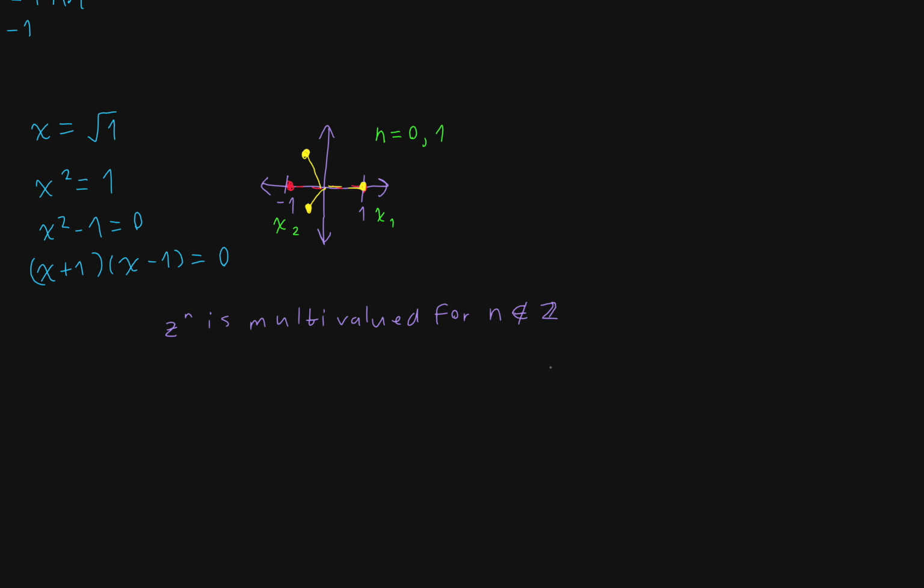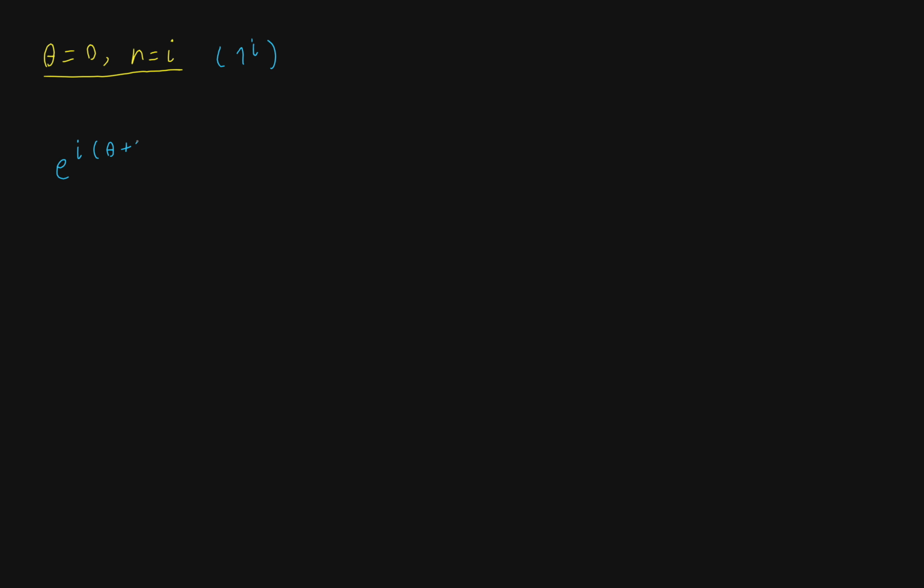Okay, but then what if we want to raise it to a complex power? Let's say again we're going to do theta is equal to 0. So this is just going to be again 1 to the i basically. Theta is equal to 0, n is equal to i. And again, considering periodicity, we have it in exponential form here. We're going to have e to the i, and it's going to be theta plus 2 pi n.